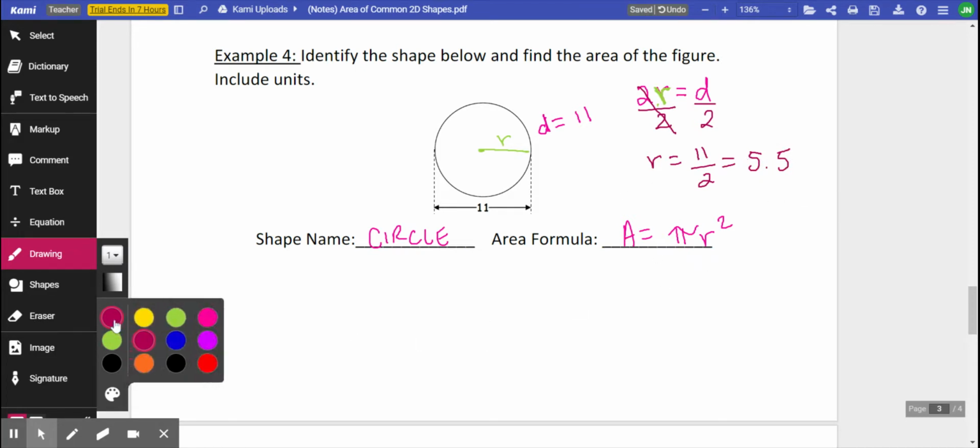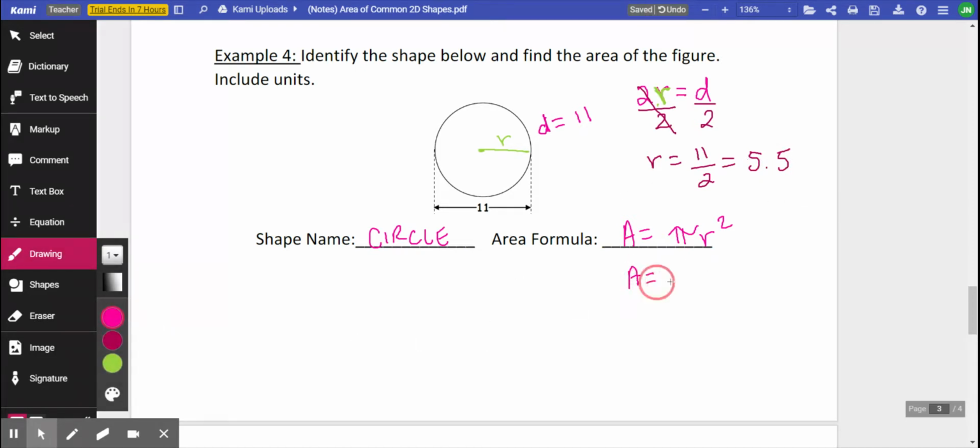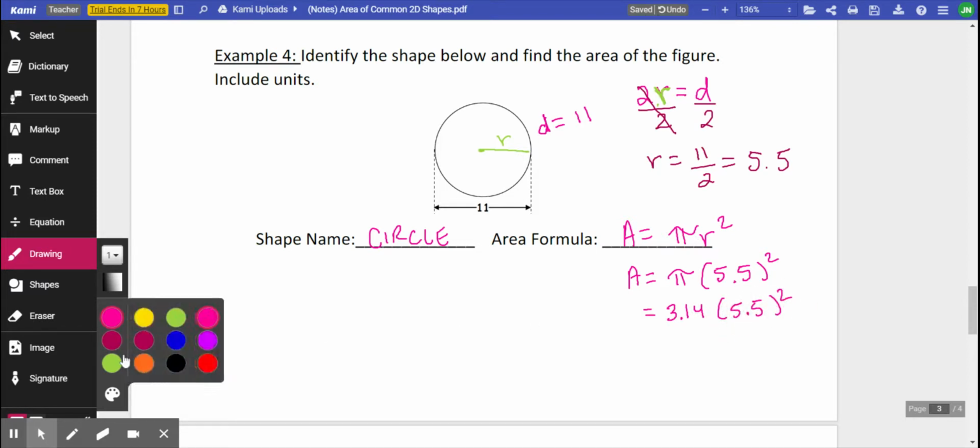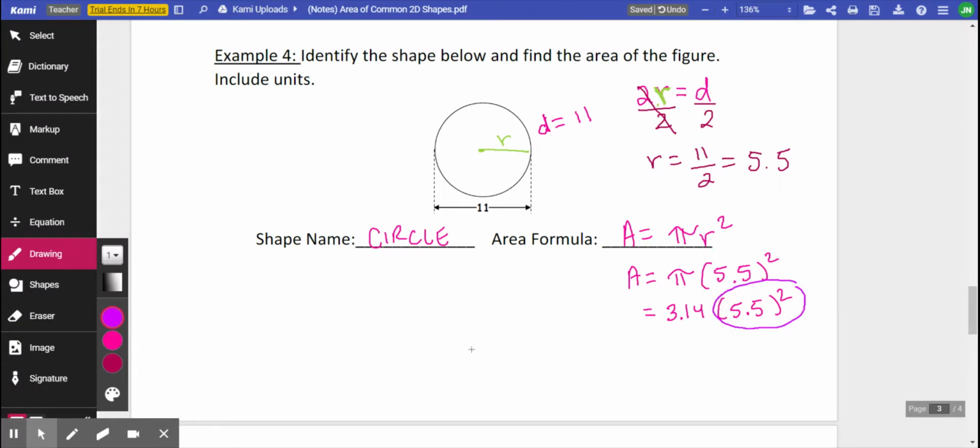Now that we have everything that we need, we could actually plug this into the formula to figure out what is the area of this shape or this specific circle. So we plug in area is equal to pi times 5.5 squared. If you plug in pi as 3.14 times 5.5 squared, that should give you the answer. But again, be very careful. Make sure you guys know the order of operations. First thing we need to do is take the exponent, and then once you're done taking the exponent, then you multiply by the 3.14. So first thing you need to do is multiply 5.5 by itself, or square it. And then once you're done with that, multiply it by 3.14.